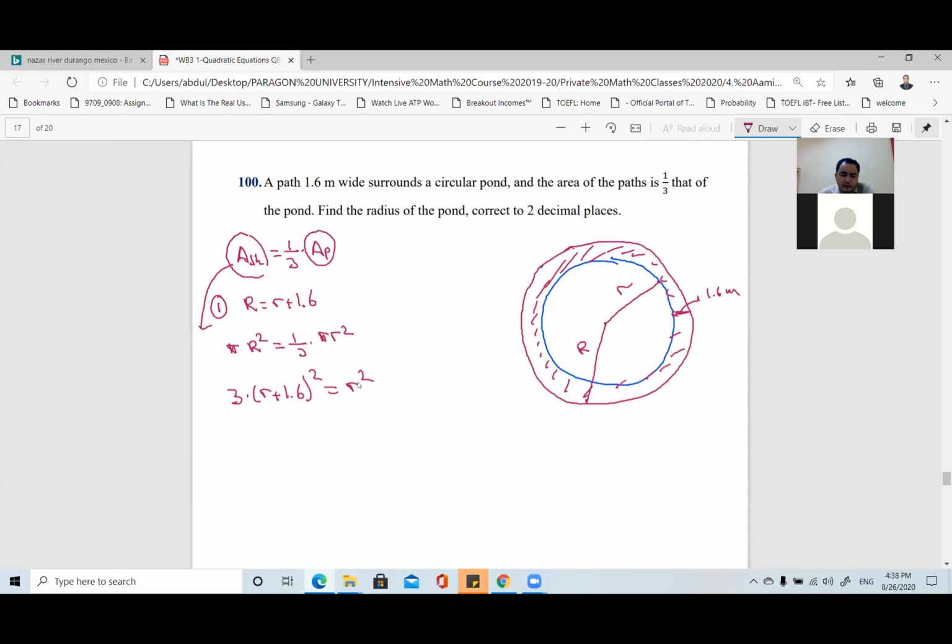Now from here, how can we continue? What is the next step here, Amira? I mean, how would you solve this equation? I would just, hmm.